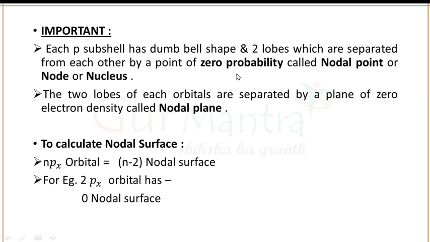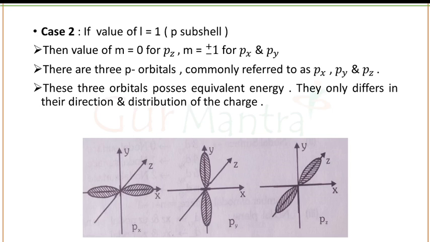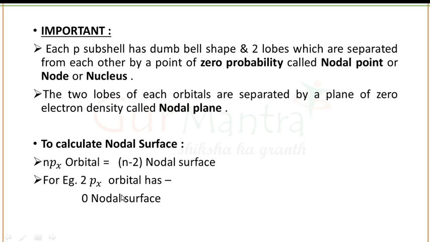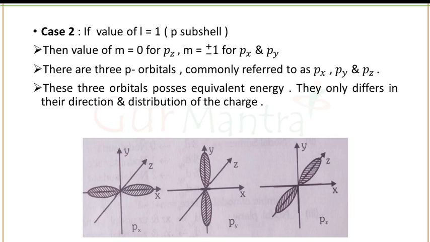The 2 lobes of each orbital are separated by a plane of 0 electron density. These 2 lobes of each orbital have a probability of 0 electron density called nodal plane. This is the nodal plane where you cannot find any electron.